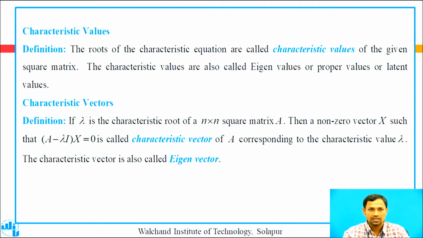Next definition is characteristic vectors. If lambda is the characteristic root of an n cross n square matrix A, then a non-zero vector X such that A minus lambda I into X equal to 0 is called characteristic vector of A corresponding to the characteristic value lambda. The characteristic vector is also called eigenvector.